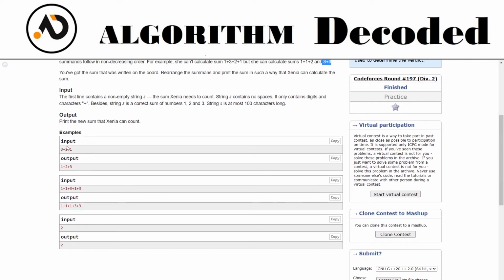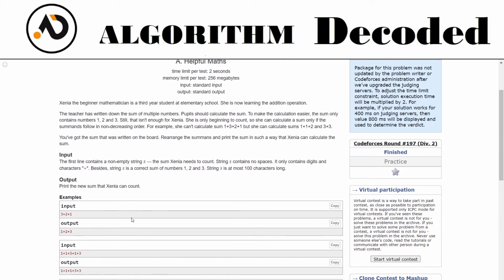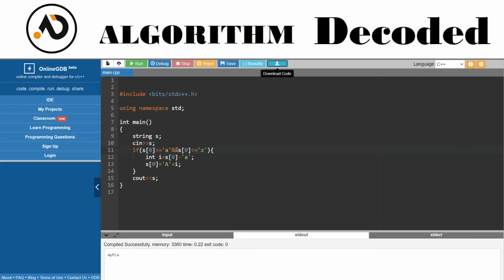तो ये इनपुट देख लेते हैं. 3 plus 2 plus 1 है and that would be 1 plus 2 plus 3. 1 plus 1 plus 3 plus 1, 3 1 starting में आ जाएंगे, 2 का 2 रहेगा. So yeah, easy problem. Let's see how to code it out.